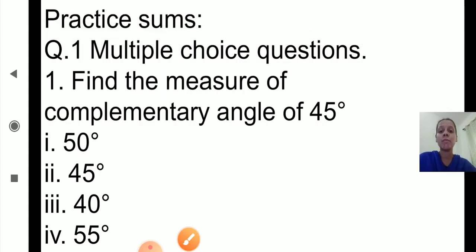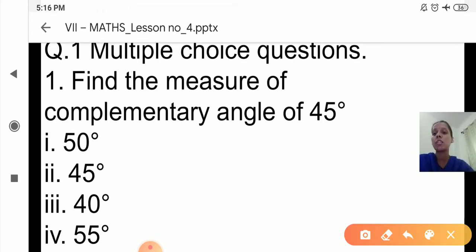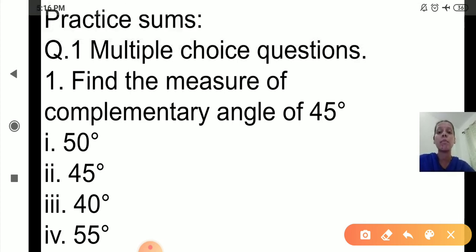Now these are the practice sums. Please write down these sums, and this type of question can come in the exam. Multiple choice questions: what can come in a multiple choice question? As you can see here, the first sum I have written is: find the measure of the complementary angle of 45 degree. The options given are 50 degree, 45 degree, 40 degree and 55 degree.